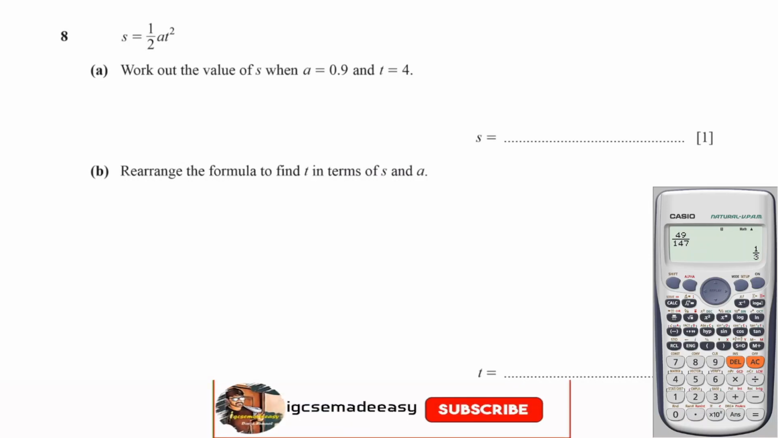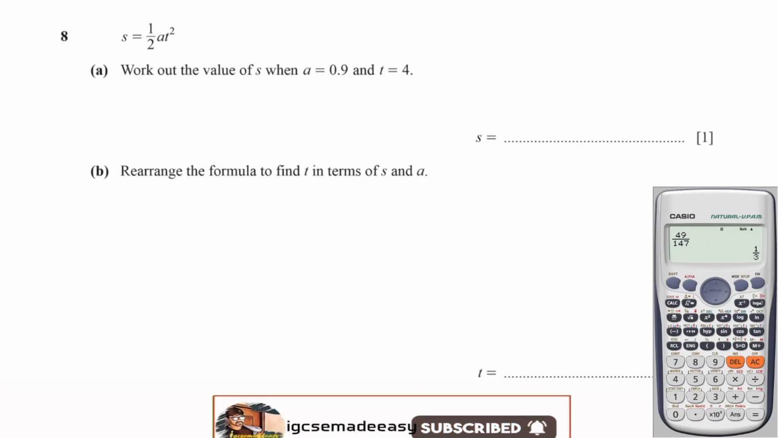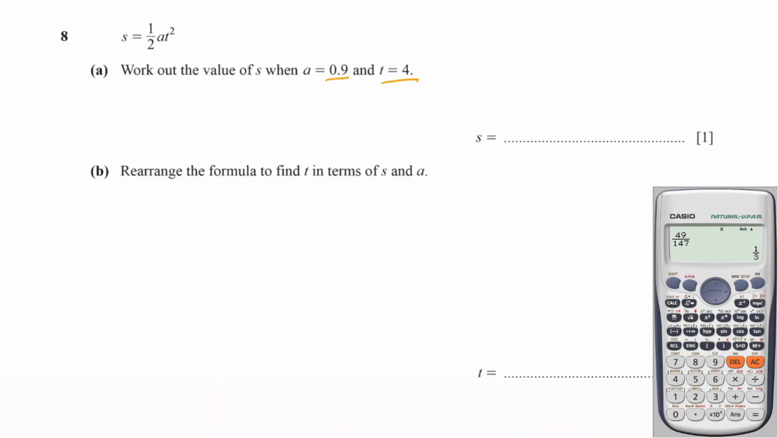S is 1 by 2 AT square. Work out the value of S when A is 0.9 and T is 4. So we just have to put the value of A as 0.9 and the value of T as 4 square. So let's use our calculator. In this case, we'll get half. We can write it as 0.5 times 0.9 times 4 square. That gives you 7.2. So the S value is 7.2.